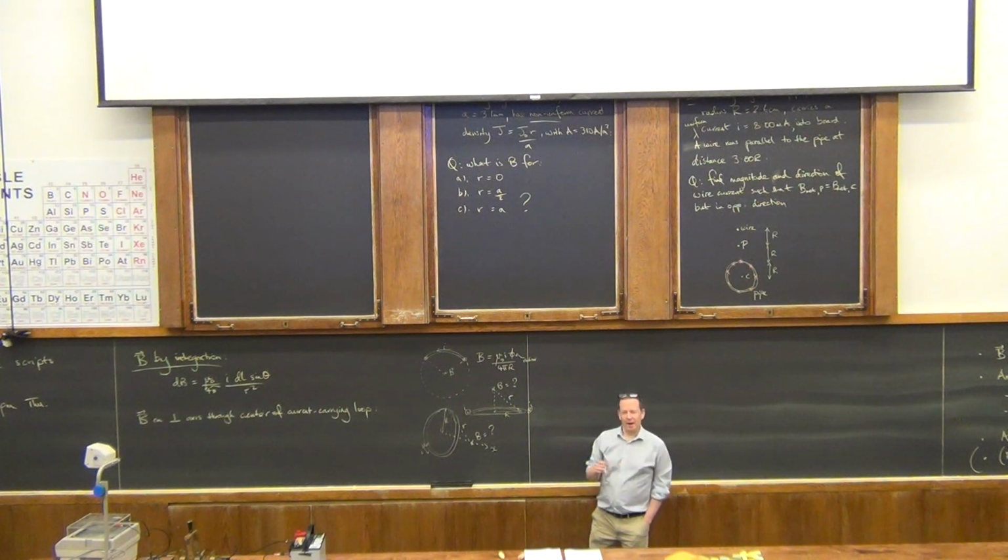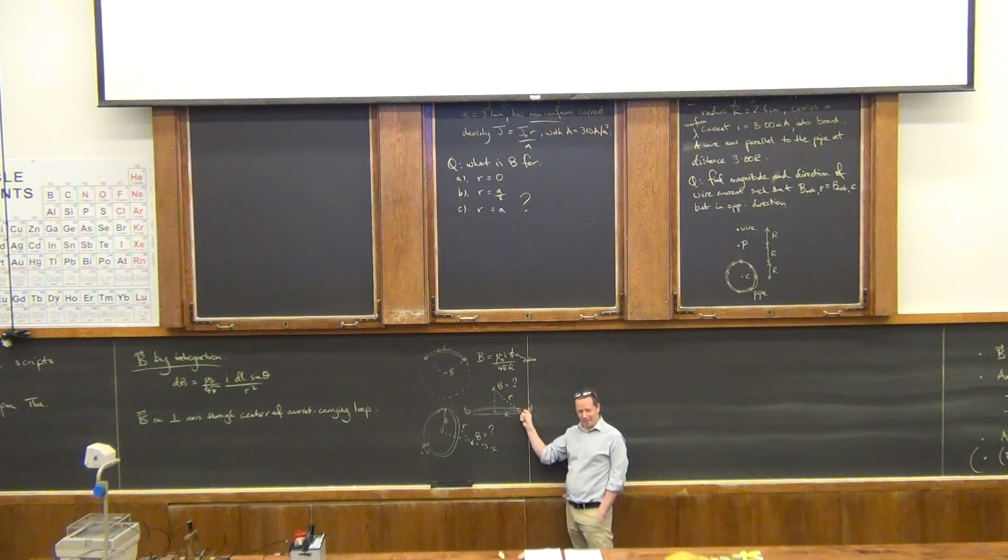Directly upwards. So remember, I only care about the contribution from this little piece of current, not the entire ring. So there's just a little piece of current going into here. What's the direction of the magnetic field that it contributes at this point? It's going up to the left.